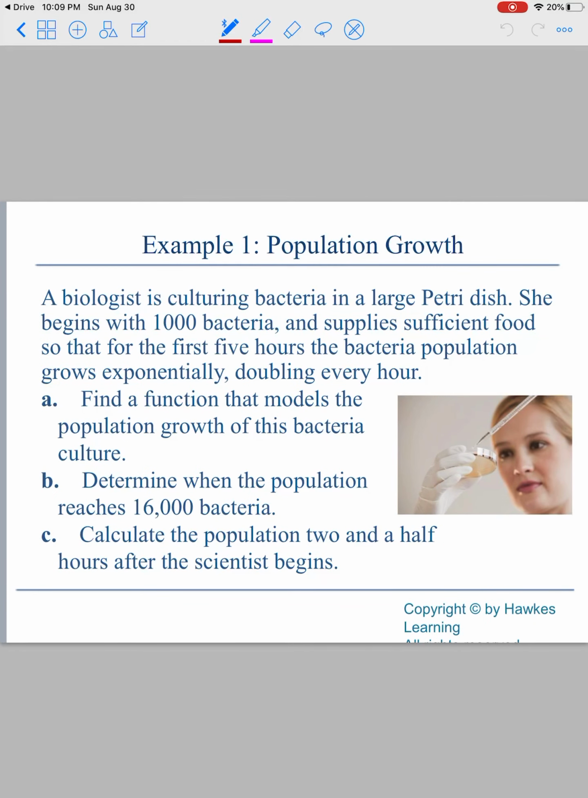So in our first example, a biologist is culturing bacteria in a large petri dish. She begins with 1,000 bacteria, so that's important information, and supplies sufficient food so that for the first 5 hours the bacteria population grows exponentially, doubling every hour. We're going to find the function that models this population growth. We're then going to determine after how much time the population reaches 16,000 bacteria, and then finally we're going to calculate how many bacteria there were after 2.5 hours.